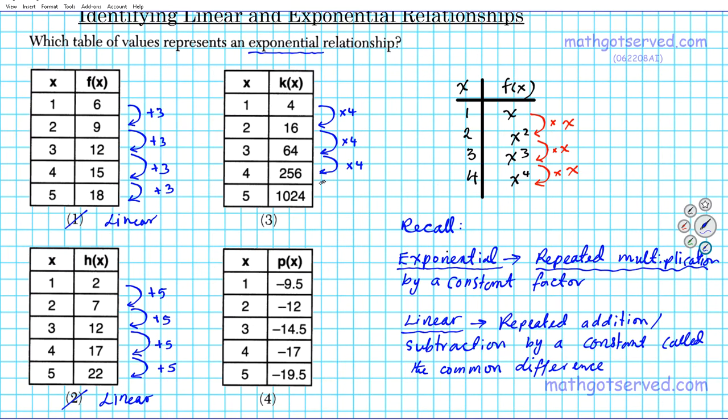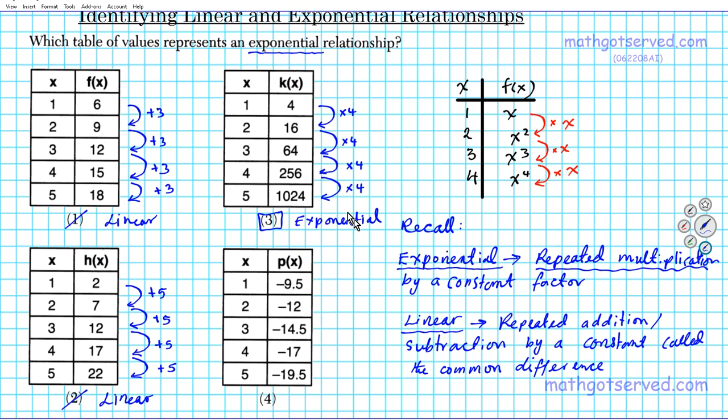Excellent. So what's going on here is repeated multiplication. 256 times 4 is the same thing as 250 plus 6 times 4, which is 1000 plus 24, which is 1024. Bam. Ladies and gentlemen, we have repeated multiplication by a constant factor. What kind of relationship is that? Exponential. So ladies and gentlemen, this is the solution to the problem. Okay? The answer to this one is option number 3.